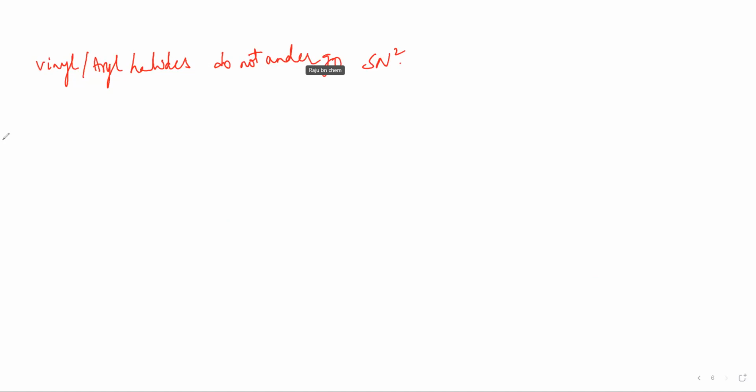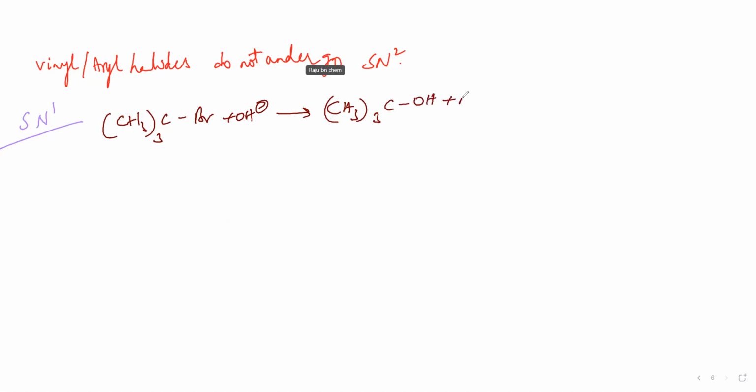Next, SN1. So let us see SN1. Example, (CH3)3C-Br with OH minus gives rise to tertiary butyl alcohol.